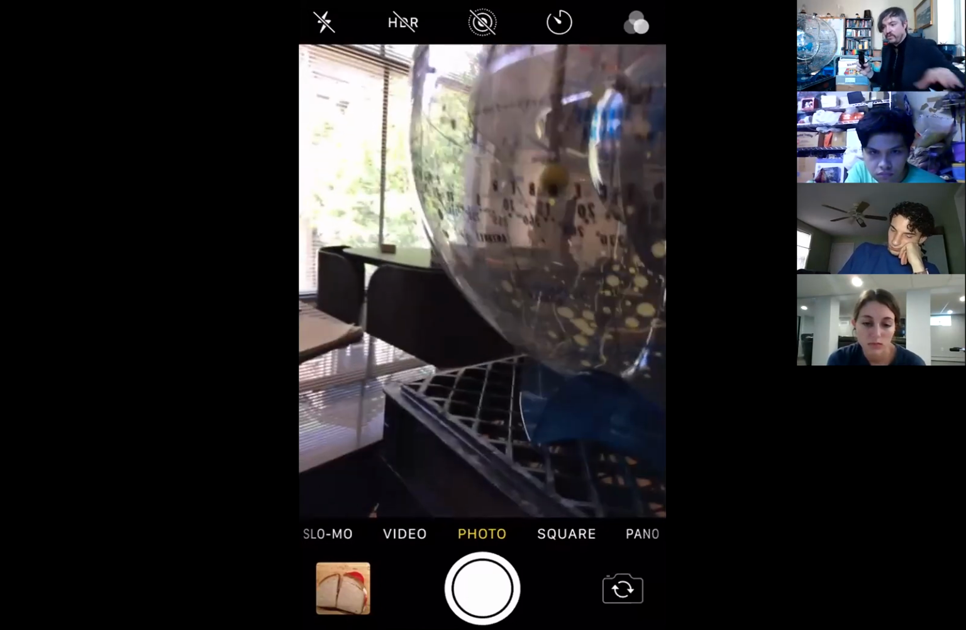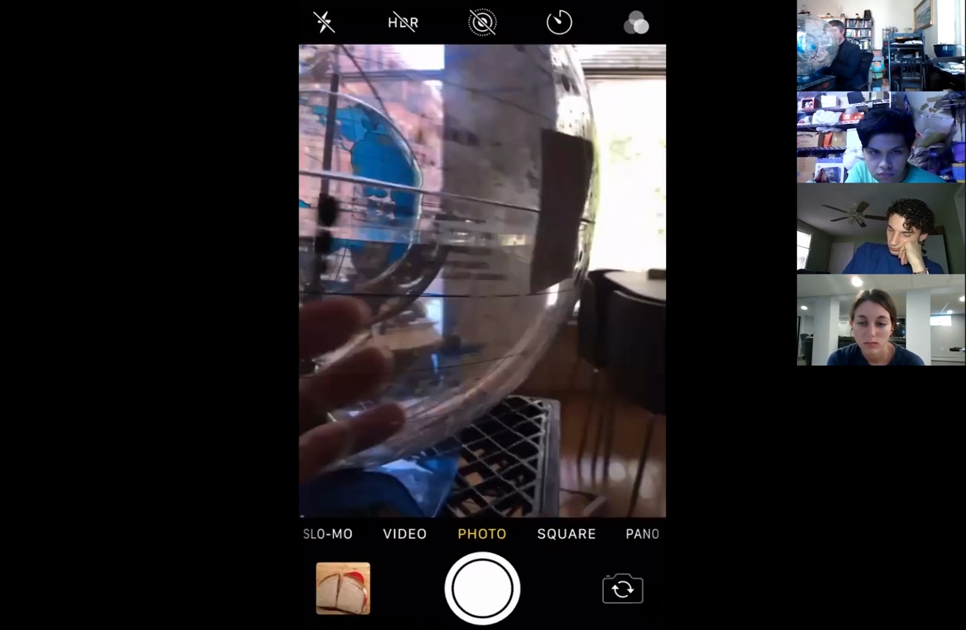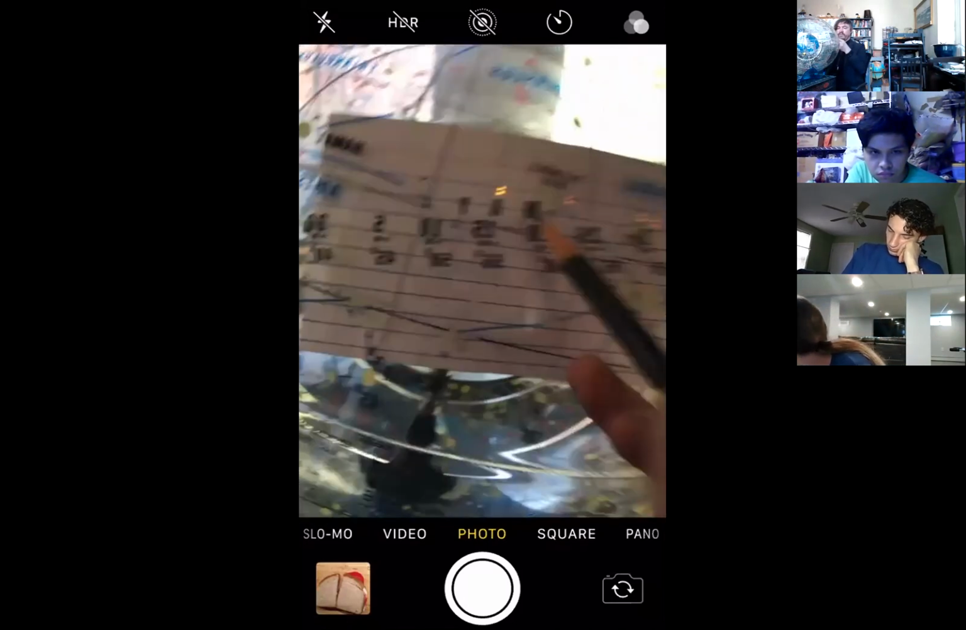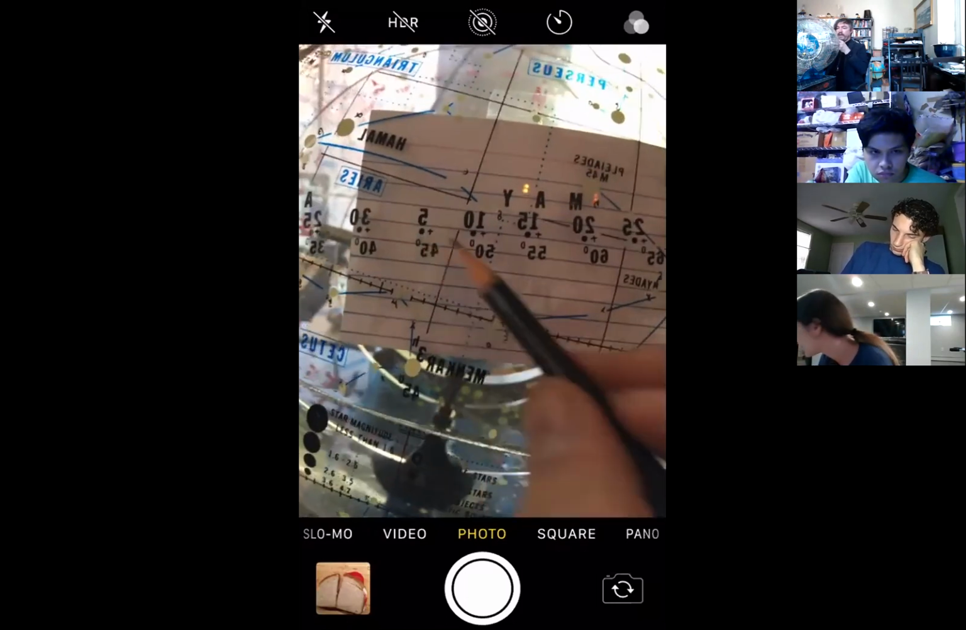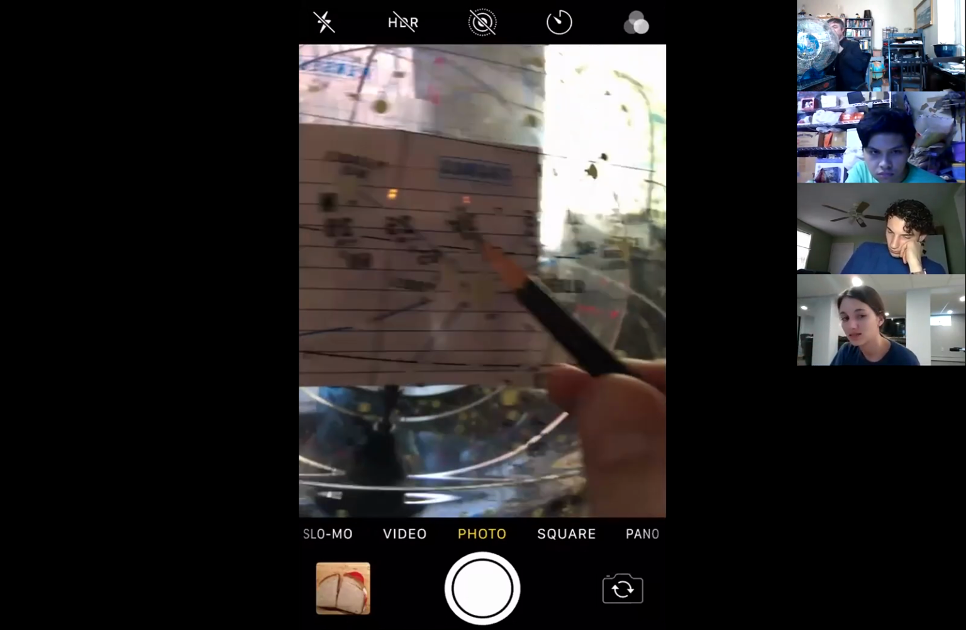Let me get that cue card out here. Here you can see some dates on the ecliptic. There's May, 5, 10, 15, 20, 25, 30, and so on, okay?